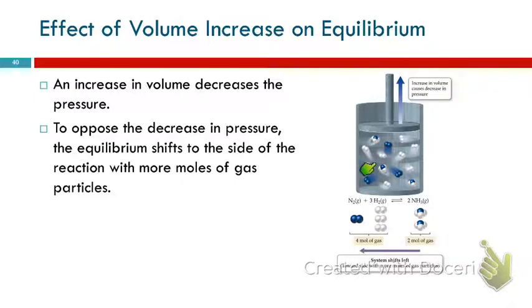so what can it do? The increase in volume causes a decrease in pressure. The system wants to replace that pressure. It needs more gas particles. So it will shift in the opposite direction because now it has 4 moles of gas and that can replace the pressure that was lost. Does that make sense?